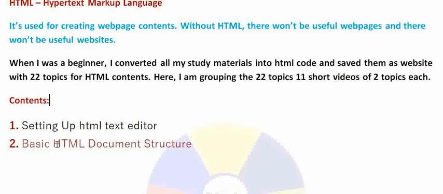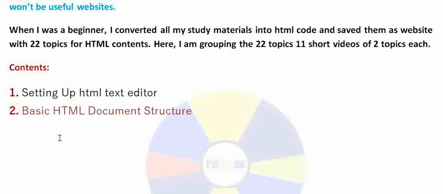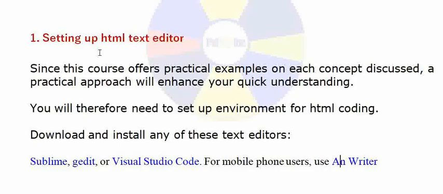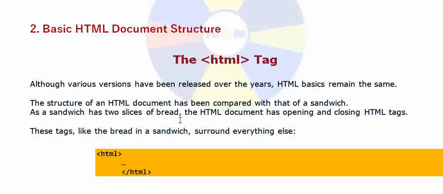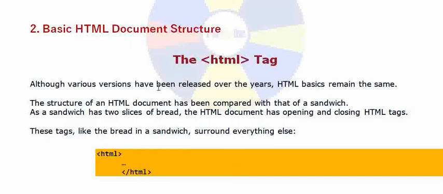For this video, we are going to talk about setting up an HTML text editor and basic HTML documents. First, a practical approach will help you understand quickly. You will therefore need to set up for HTML coding. You need an environment, so you're going to download. I advise you download any of these text editors from Google. Just download Sublime. All right, let's assume you installed Sublime Text. This is how it's going to look with your browser.